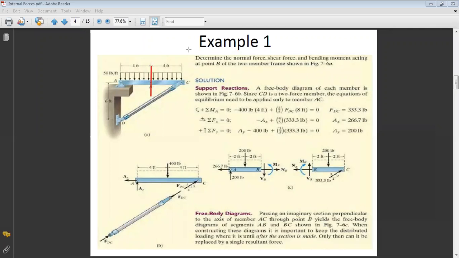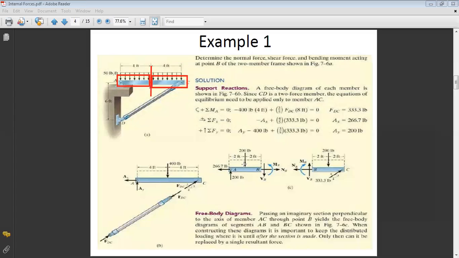Either you take part AB and do your analysis on part AB, or you do your analysis on part BC, okay? Because this section is a part of these two. Both will give you the same result for the internal forces. Why? Because you will follow the convention, okay? So if I choose to select AB, I do this figure here, as you can see. I put Ay and Ax, which were calculated.